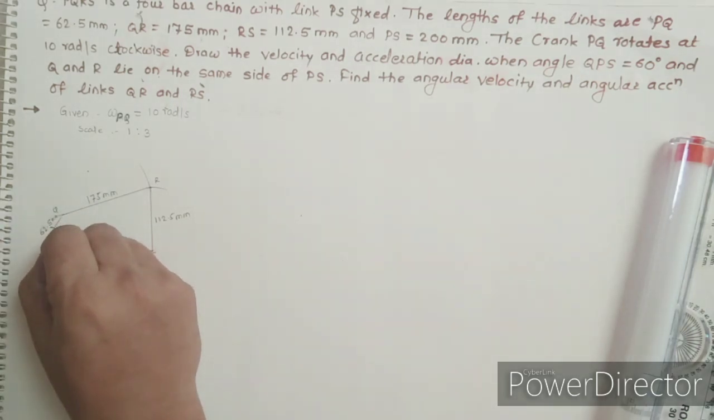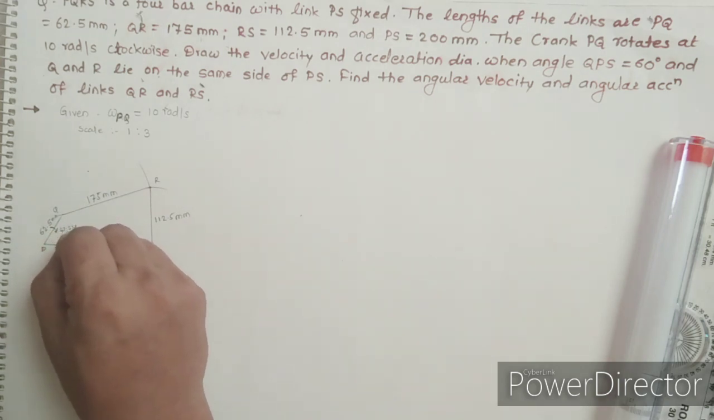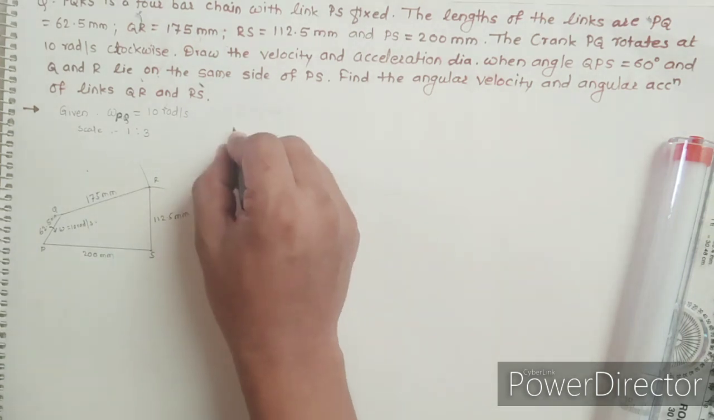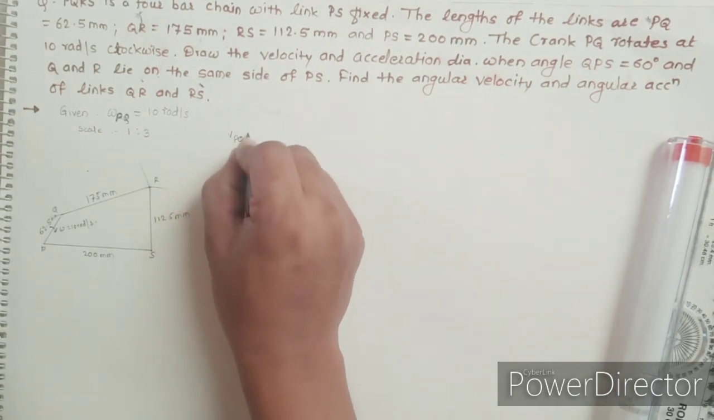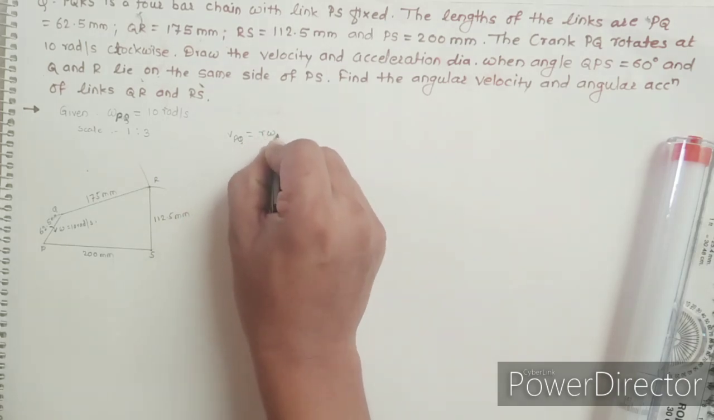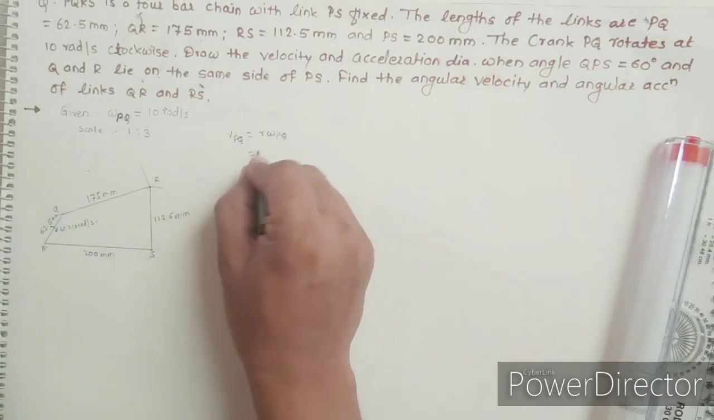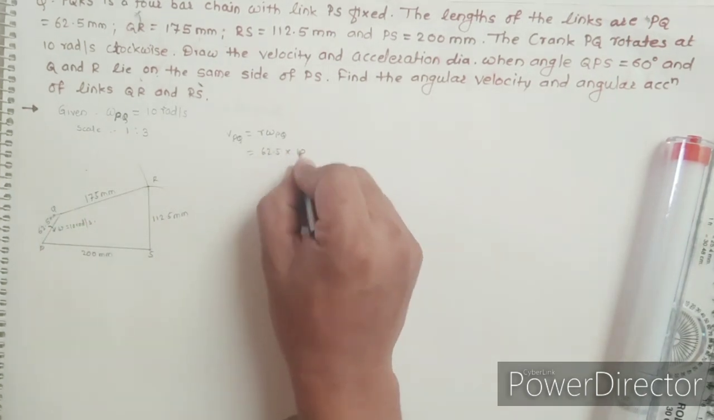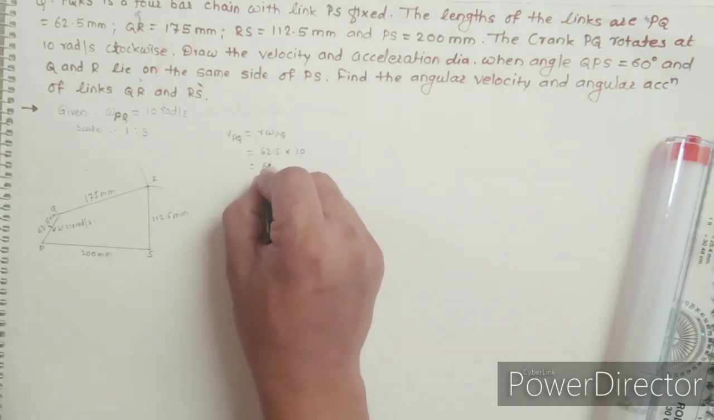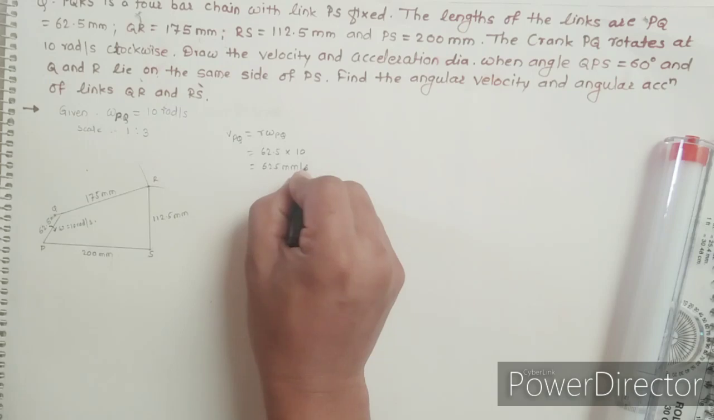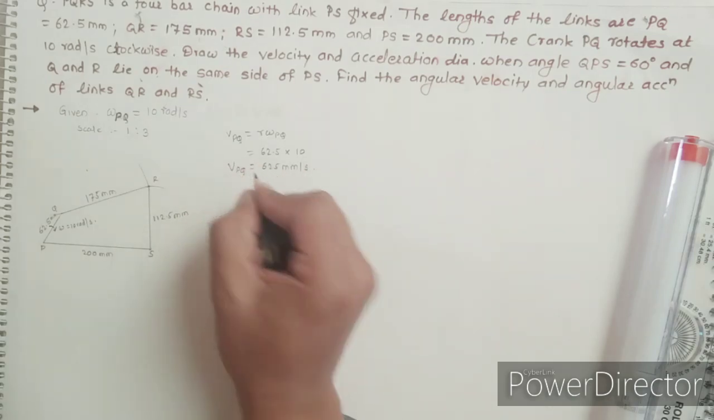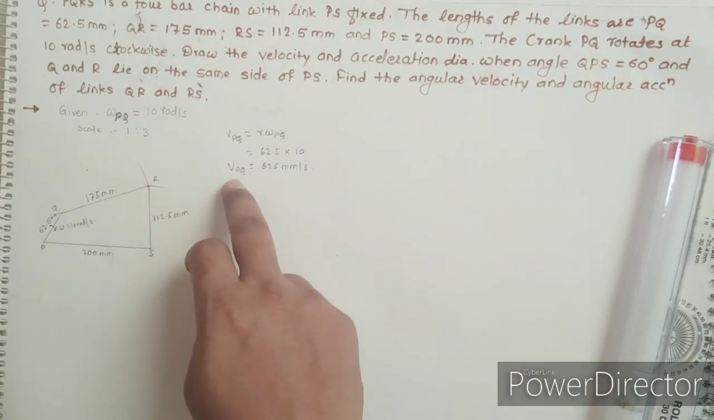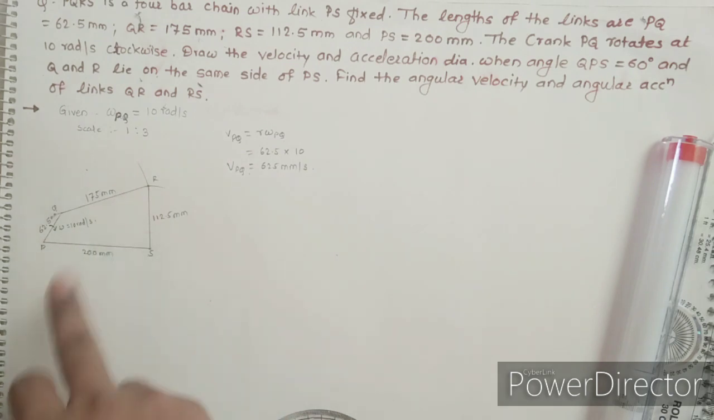Omega is equal to 10 radian per second. So we are given VPQ. Now we know that VPQ is equal to r omega PQ, where r is the length of link PQ. So 62.5 into omega PQ, which is 10, equals 625 mm per second, which is the velocity of PQ, that is the crank. Now that we have the velocity of PQ, we can draw the velocity diagram for PQRS.